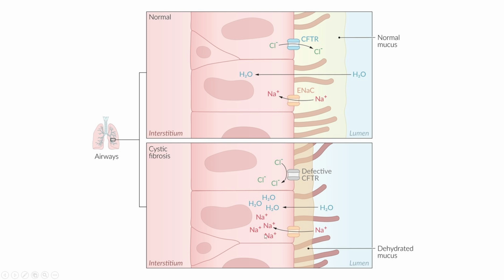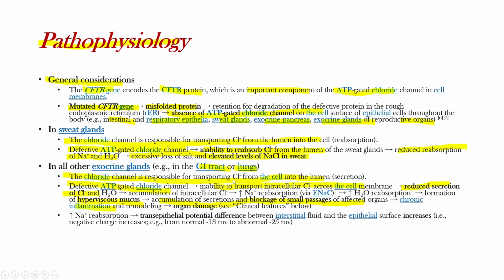So Cl will accumulate here, Na will accumulate here. This will disrupt the transition function, and they will combine and result in NaCl. So for the exocrine glands, chloride channels are responsible for transporting Cl. We have a defect in the chloride channel, an inability to transport Cl. This will result in reduced secretion of Cl, and H2O, the water, will accumulate in the intercellular space. Also, they will accumulate, as we saw in the picture.